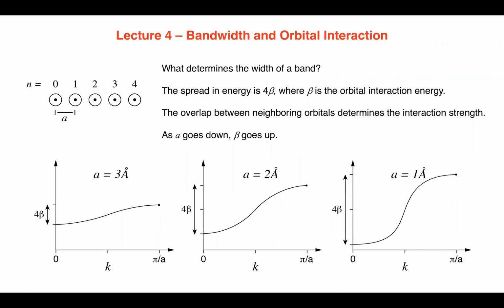Again, though, always 0 to pi over a. All right, so the spread in energy is a function of the orbital interaction. We've talked about this basically every lecture, to remind you. This width is a consequence of bonding.